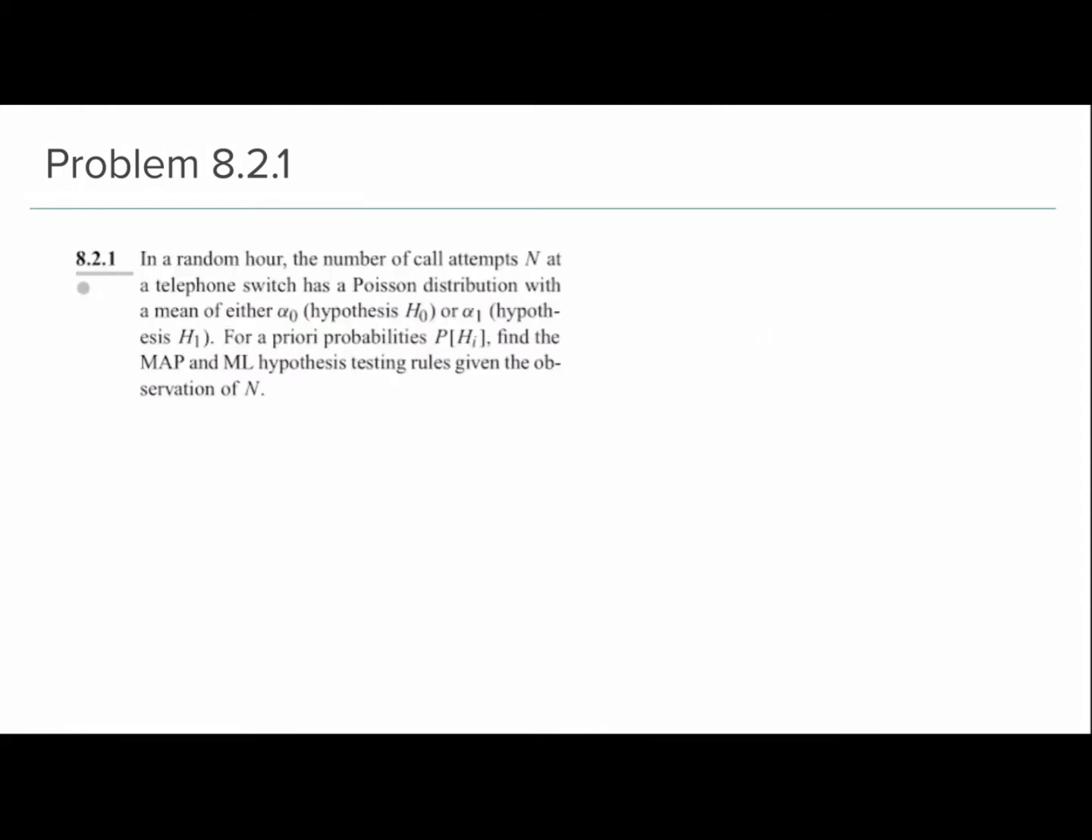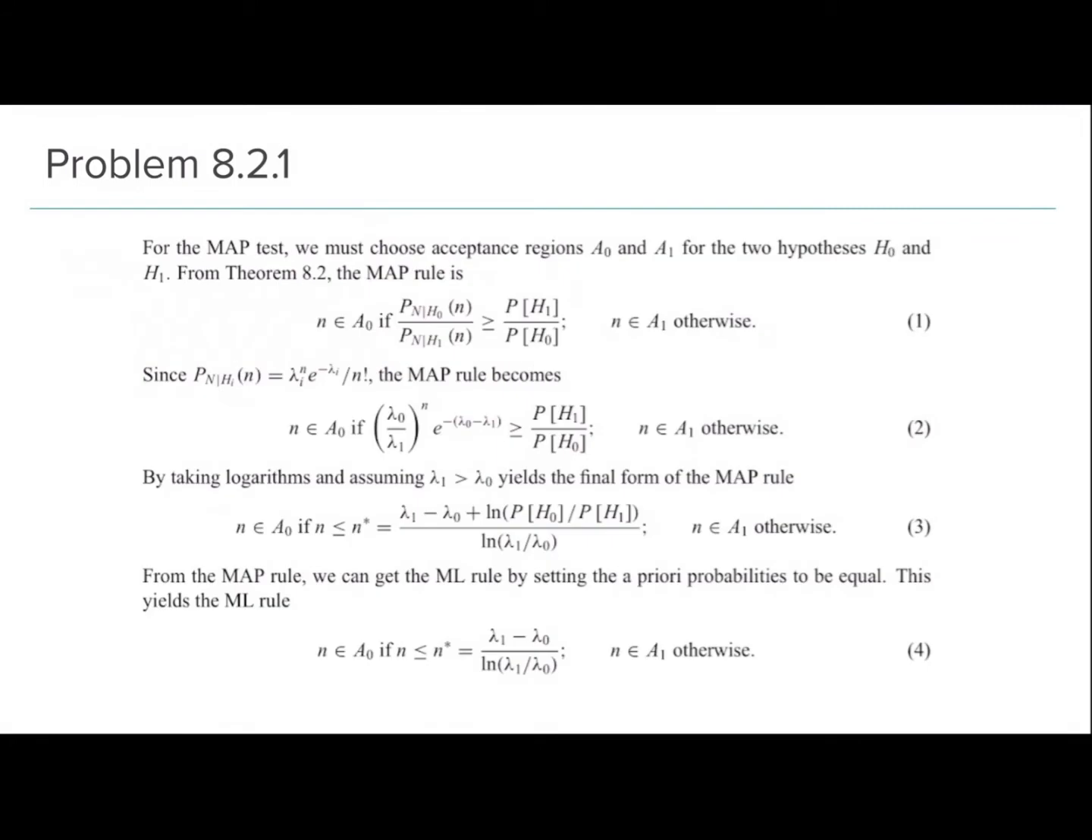They've changed alpha to lambda here, it seems, but that's trivial. We know that given H0, n is a Poisson random variable with mean lambda naught, and given H1, n is a Poisson random variable with mean lambda 1. So P of n given Hi is equal to lambda i to the power n, e raised to the power minus lambda i, divided by n factorial.